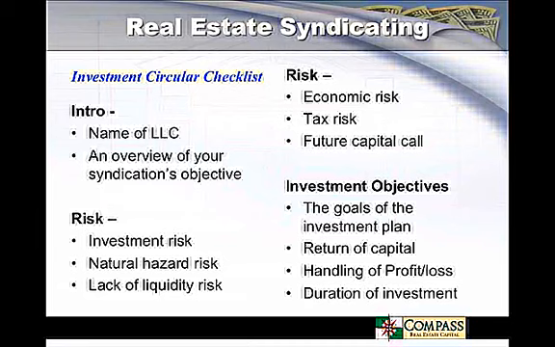So the next part in your investment circular really should be, again, the investment objectives, but broken down into the details. So you've got the goals of the investment plan, what you're trying to accomplish, the rate of return on the capital. If they're putting in money, what kind of return can they expect? How are profits going to be handled? How are losses going to be handled? So our profits, how are profits paid out? Quarterly? Are they paid out at the end? Are they paid out monthly? How are losses dealt with?